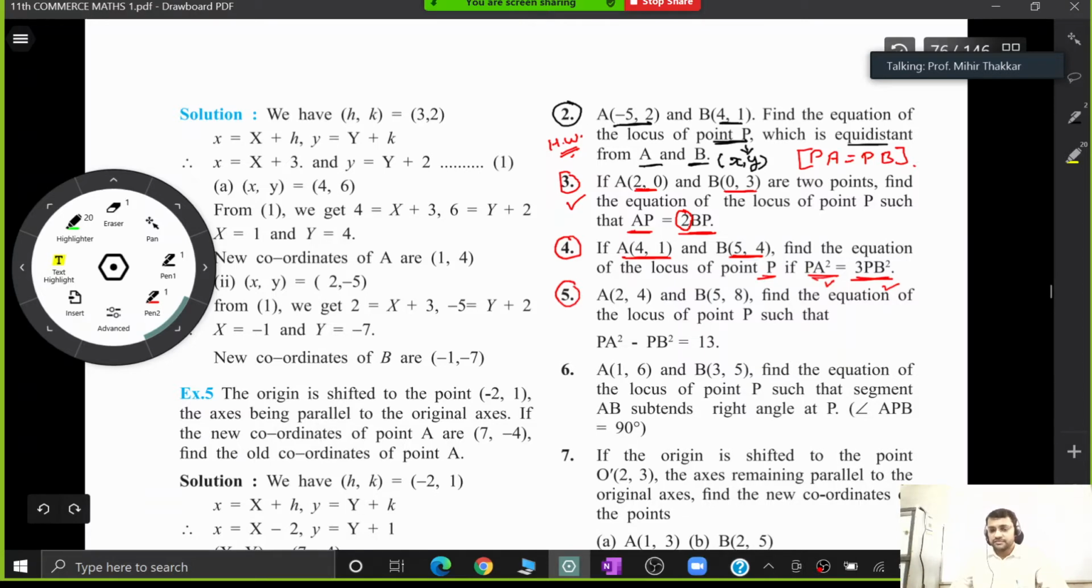So let us understand the sum number 5 now. It says that A is (2, 4), B is (5, 8), you need to find the equation of the locus of the point P. Once again, I will consider that P is just (x, y), such that PA square minus PB square is equal to 13. Quite similar to the previous one. In the previous question we were given the equal to sign in between. Here we have to subtract and consider the difference to be equal to 13, so that you will get a required equation of a locus.